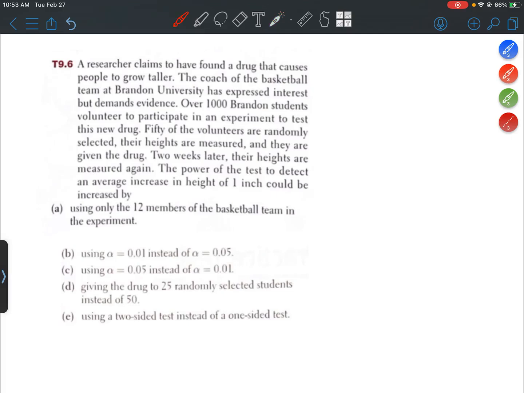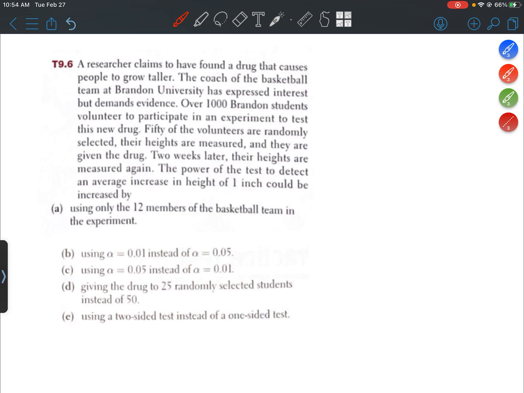T9.6. A researcher claims to have found a drug that causes people to grow taller. The coach of the basketball team at Brandon University has expressed interest but demands evidence. Over 1,000 Brandon students volunteer to participate in an experiment to test this new drug.